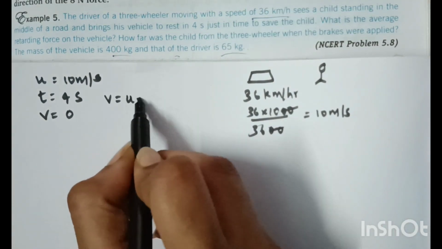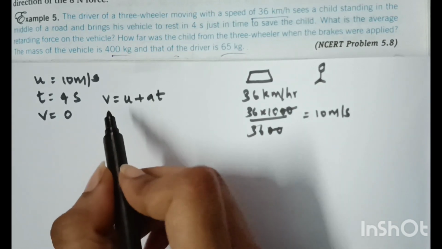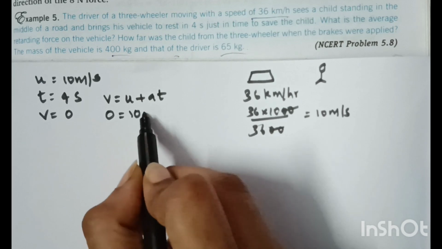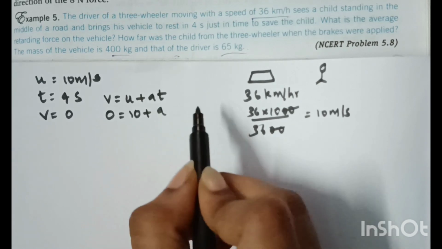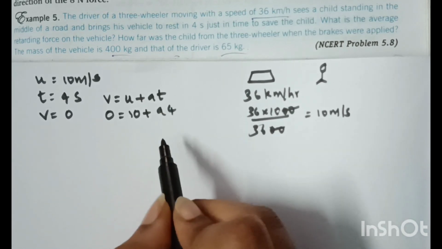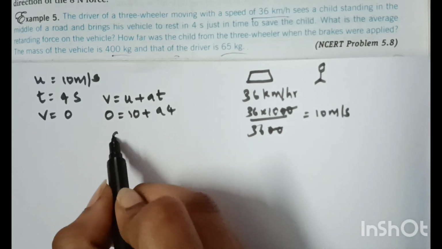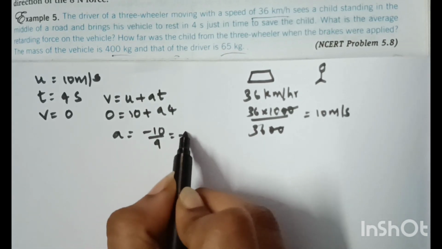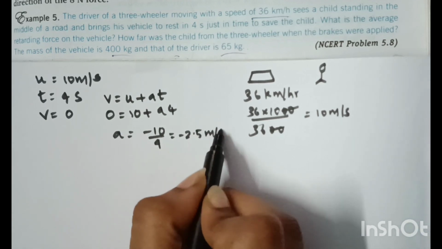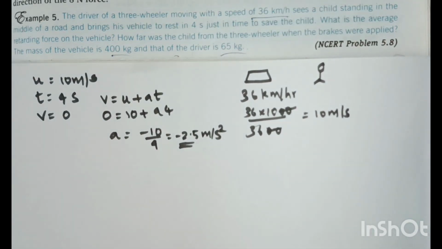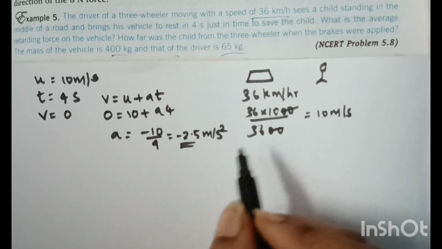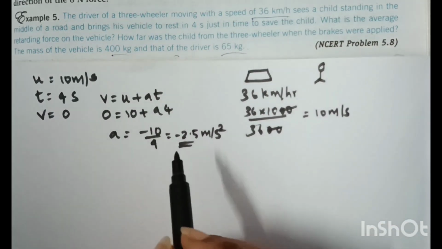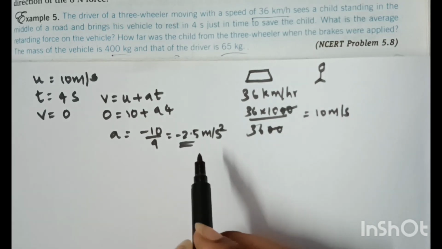V equals U plus AT. Now what is V? It is 0. What is U? It is 10. Plus A, that we have to find, time is 4 seconds. Now A equals minus 10 by 4, that is equal to minus 2.5 meter per second square. Why is it minus? It is retardation. So we are finally stopping it. That means there is some retardation to stop. So that is why we are taking minus 2.5 meter per second square.